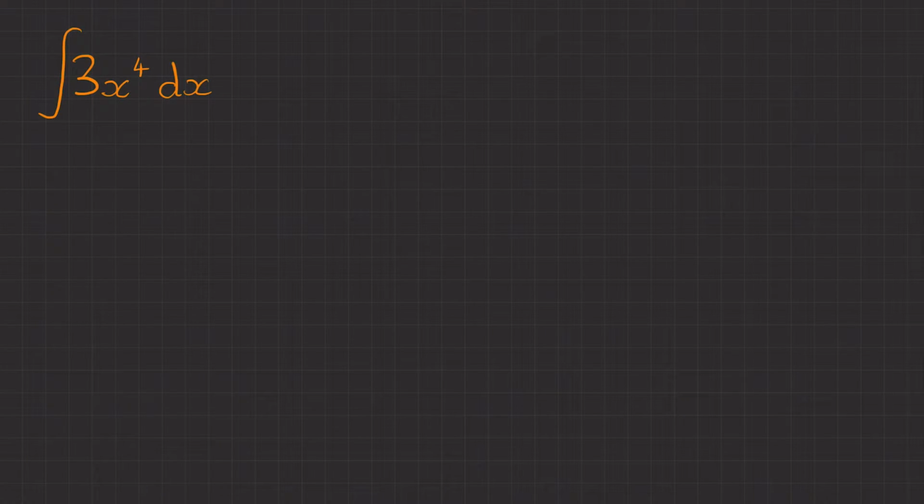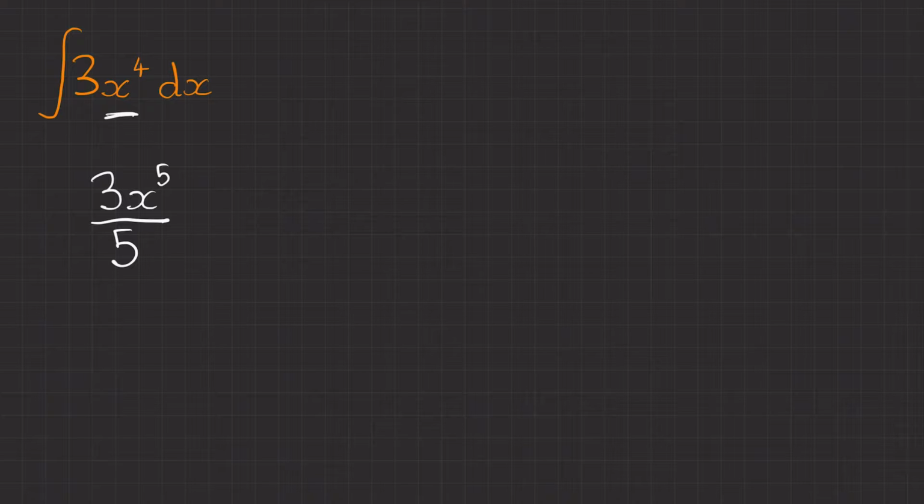Applying it to this question, we have the integral of 3x to the 4 with respect to x. Firstly, we want to raise the power by 1, so we'll have 3x to the 5, because 4 plus 1 is 5, and then we're going to divide it by the new power, which is 5.